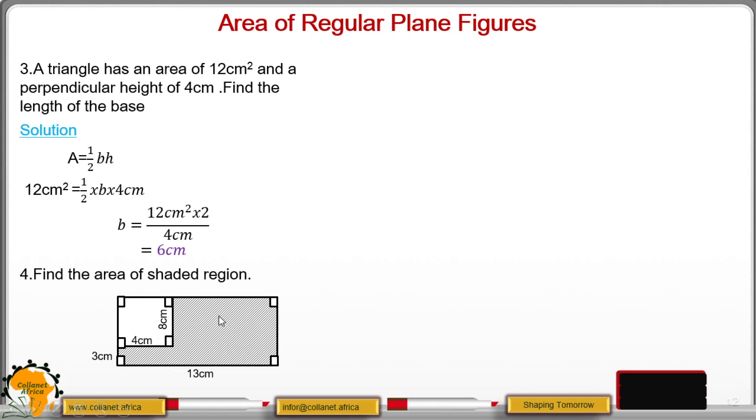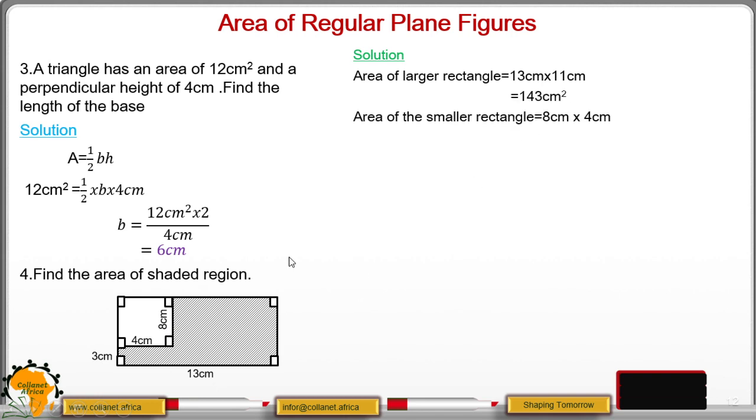Then question number 4, find the area of the shaded region. If you look at this shaded region, we have a larger shape and another smaller shape. So for us to get the area of the shaded region, we get the area of the larger one, which is 13 by, the breadth will be 3 plus 8, you get 11. So 13 by 11, you get 143 square centimeters. Then the area of the smaller rectangle will be 8 by 4 centimeters, you get 32. Now to get the area of the shaded region, it will be the area of the larger one minus the area of the smaller one. 143 minus 32, you get that the area of this shaded part will be 111 square centimeters.